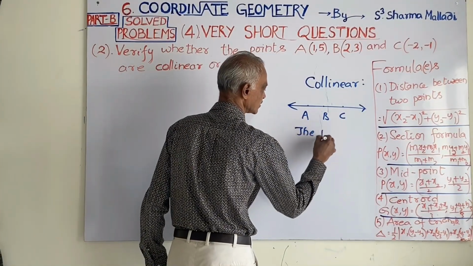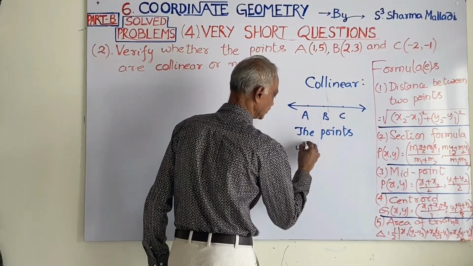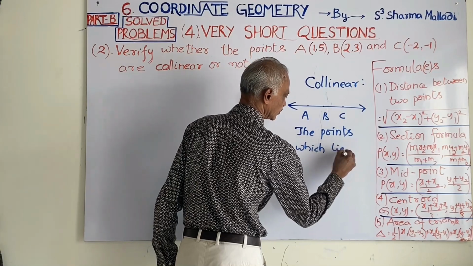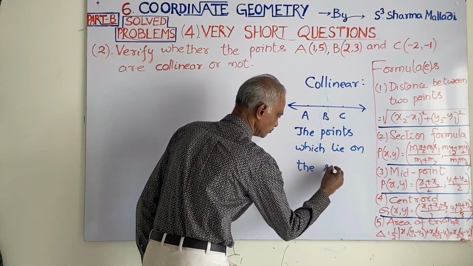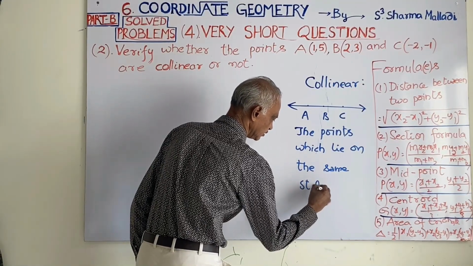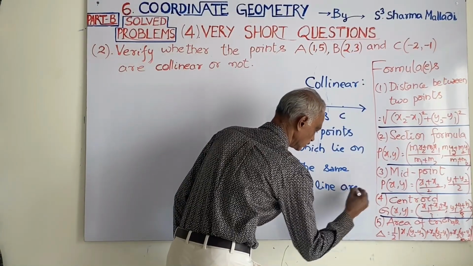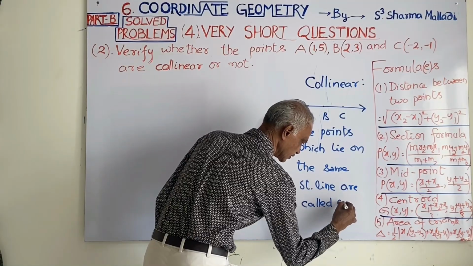The points which lie on the same straight line are called collinear points.